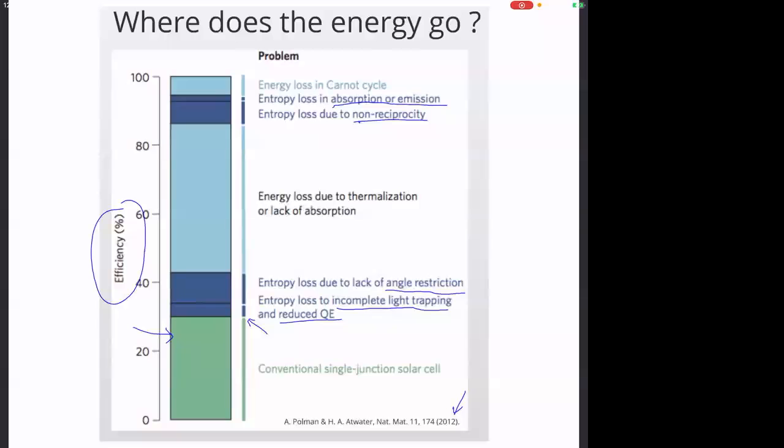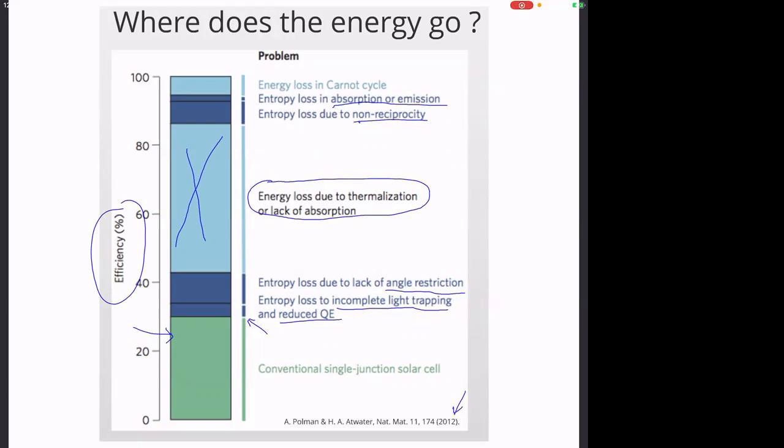Finally, there is an energy loss due to thermalization and lack of absorption, which is, of course, the biggest chunk of this. So you can see the biggest loss mechanism is this part. And that's the loss mechanism that we want to address with spectrum splitting. Because it's such a big part, we expect to make a big impact by addressing this. So that's what I want to talk about in today's lecture.